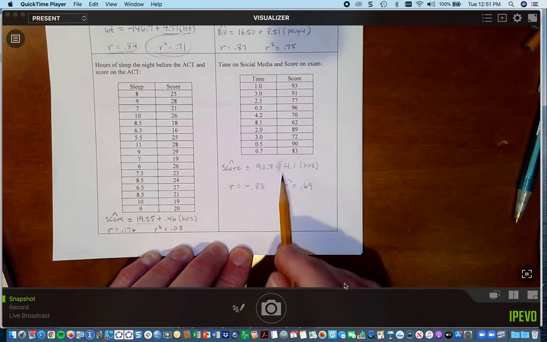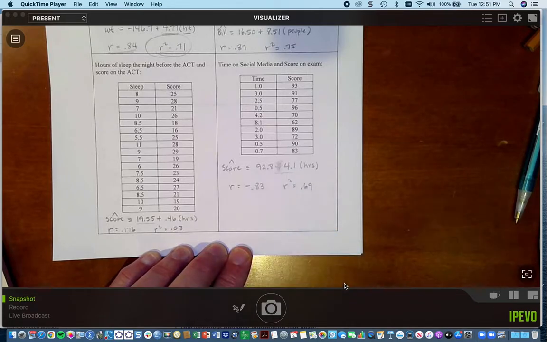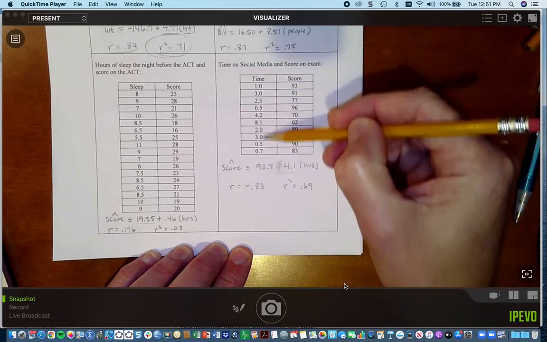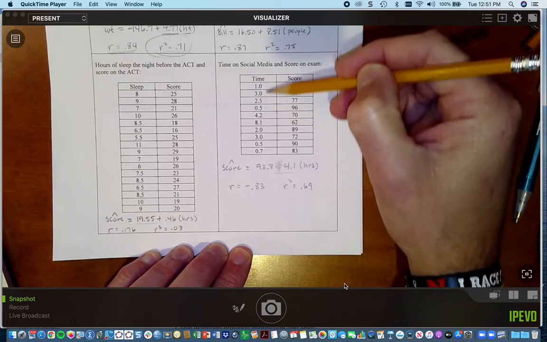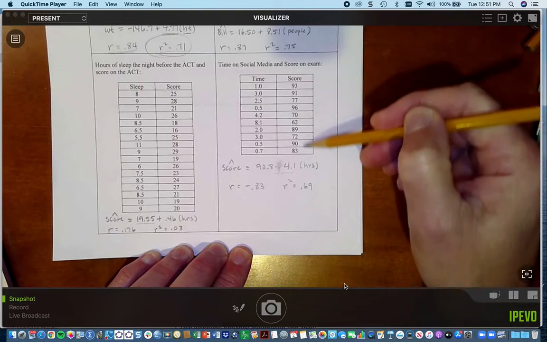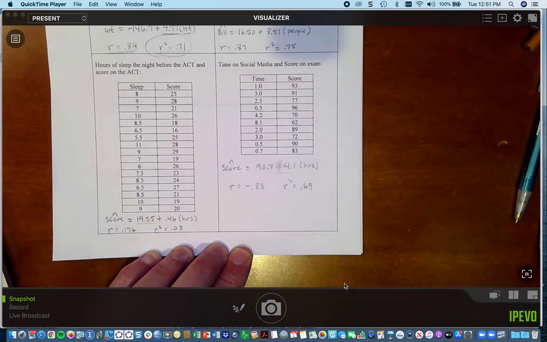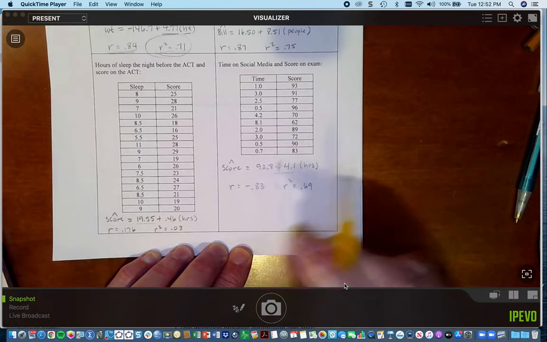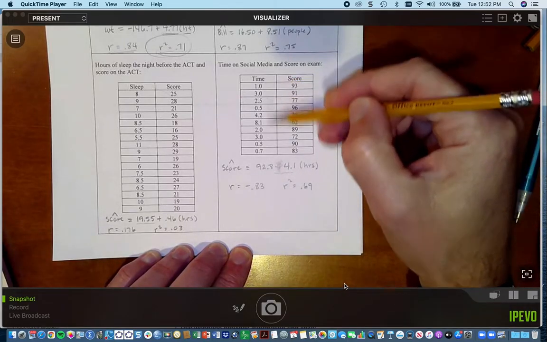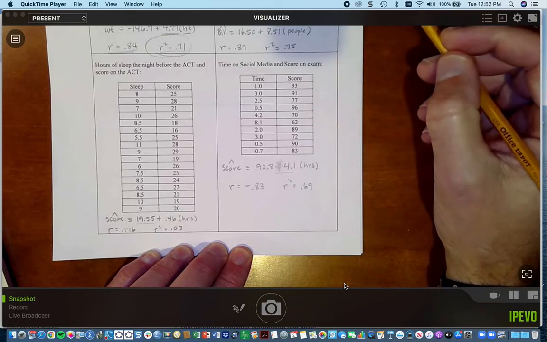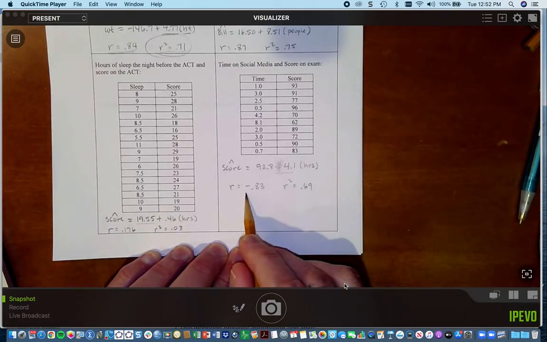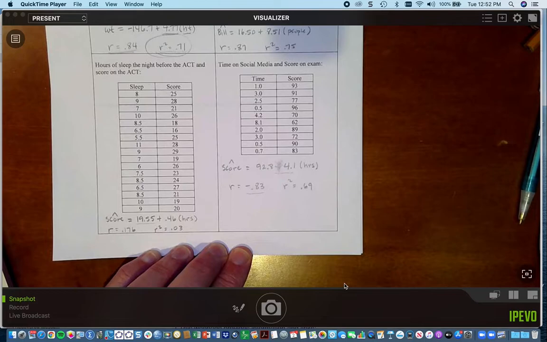So for this one, this slope is negative, right? And that slope is negative means that the more time you spend over here on social media, it tends to lower your grade. Okay, is kind of what we're saying here. All right, so there's a negative association between time spent on social media and the score. Okay, and there's a fairly strong negative association here.